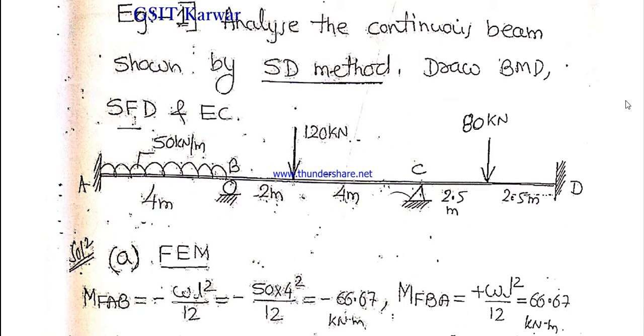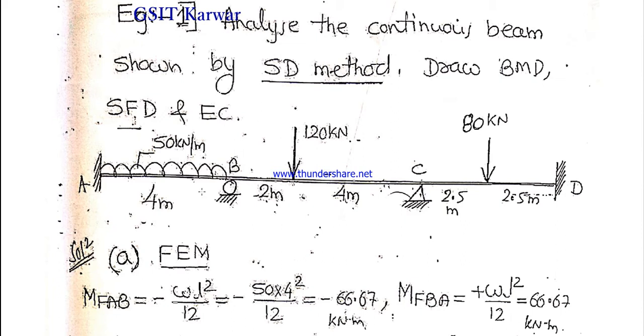Take an example. You can see here example 1, the problem asks: analyze the continuous beam shown by slope deflection method. Draw bending moment diagram, shear force diagram and elastic curve. The same type of question is asked in the VTU exam also. Same type means only these are asked in the exam, okay, that means these are very important. That means you should draw the bending moment diagram, shear force diagram and elastic curve.